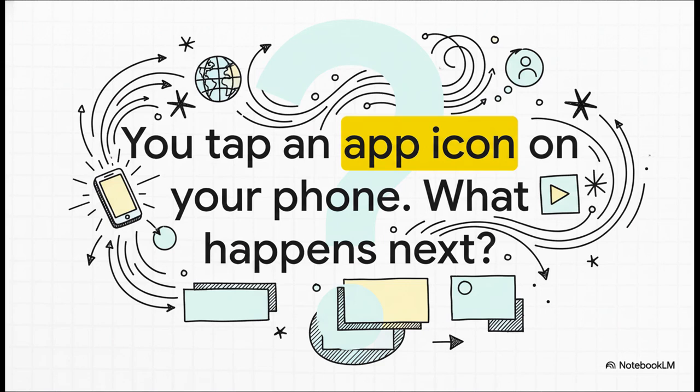So just think about that for a second. You tap a little square on your screen and boom, a whole universe of information, connection, or entertainment just opens right up. It feels like magic, doesn't it? But it's not. It's a super carefully constructed, multi-layered process. So the big question is, what exactly is that process?